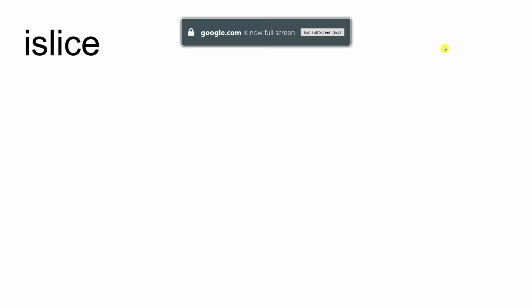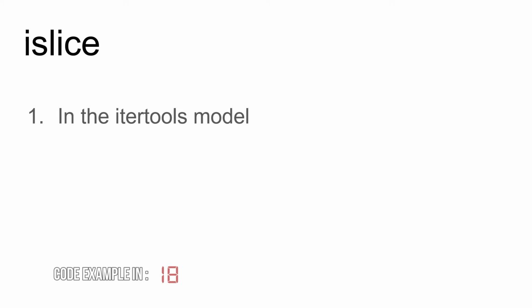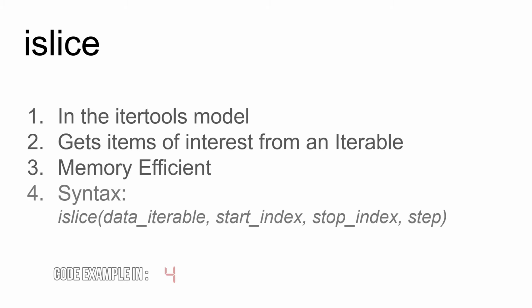Okay, so the first one is islice. Now, islice can be used from the itertools module. islice returns selected elements from an iterable. If you have a list or any other iterable, islice helps you get the items of interest from that iterable. islice takes 3 arguments: a start index, an end index, and a step. So let's see how we can do this in some code.